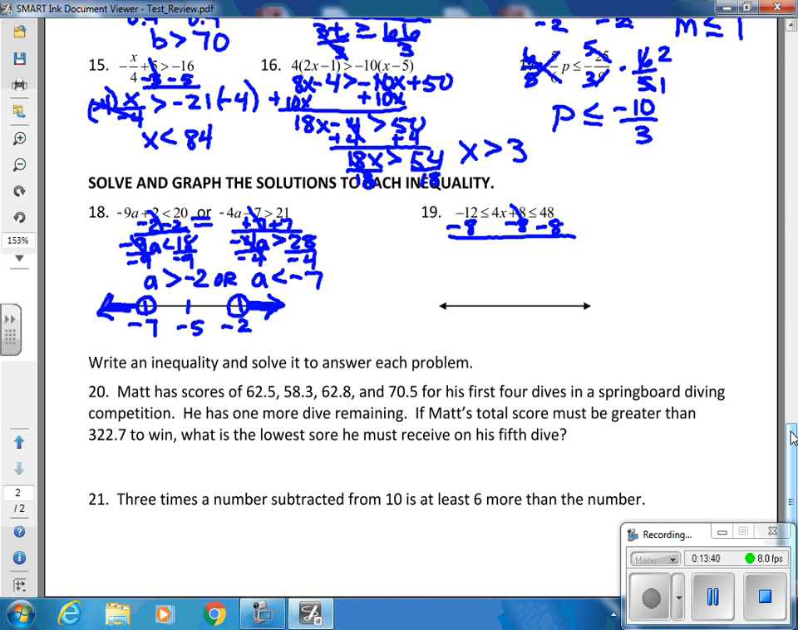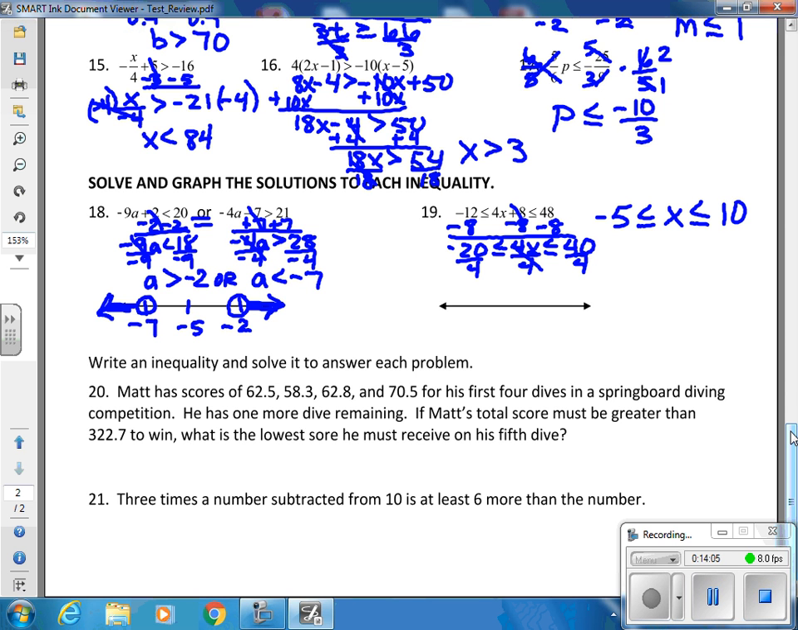Okay, now -12 minus 8 is -20. Bring down less than or equal to 4x. Less than or equal to 48 minus 8 is 40. To get rid of the 4 attached to the x, we're going to divide by 4. What you do in the middle, you have to do on the left and the right. Because we're dividing by +4, we don't need to flip any signs. So this is going to be -5 is less than or equal to x, and that's less than or equal to 10.